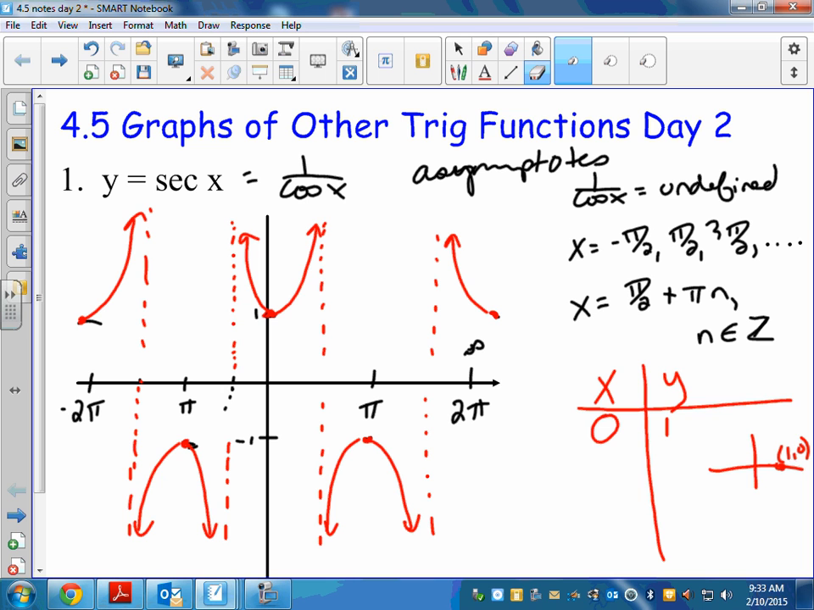Notice the range of this is the exact opposite range of cosine. Cosine was stuck only between -1 and 1, but secant is everywhere but -1 and 1. Do you agree with me on that on the y-axis? So it's like everywhere but where cosine is.